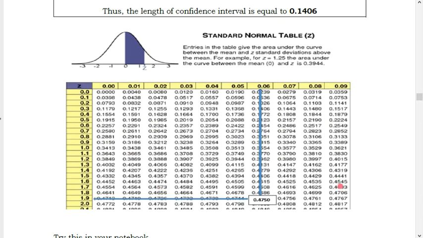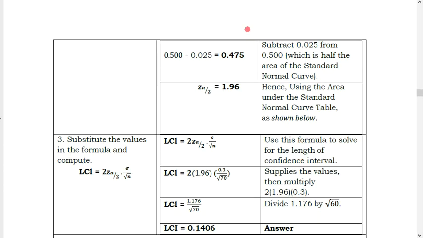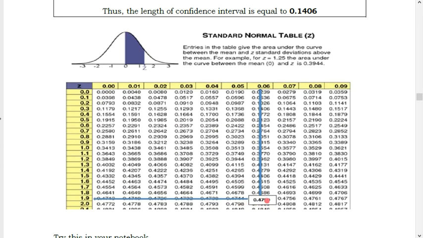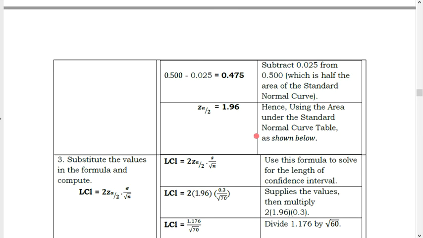Okay? So, ito naman yung sample ng table. Dito, yan, yung table. Kung paano nakuha itong 1.96. Okay? Diba ang nakuha natin ay 0.475. Ito to.